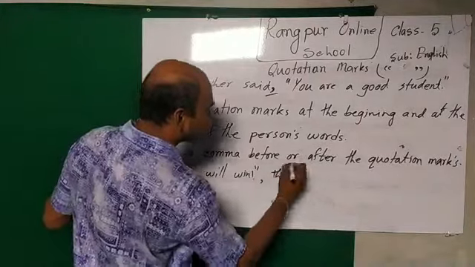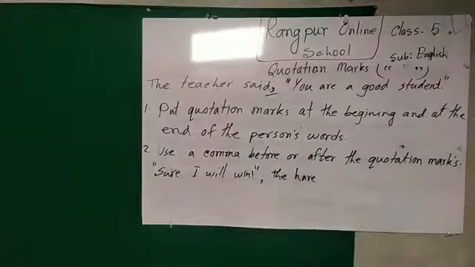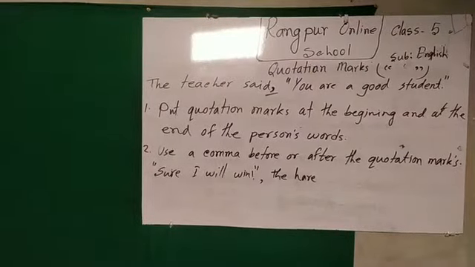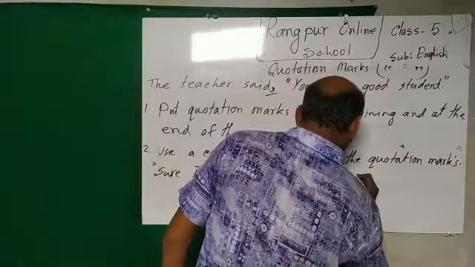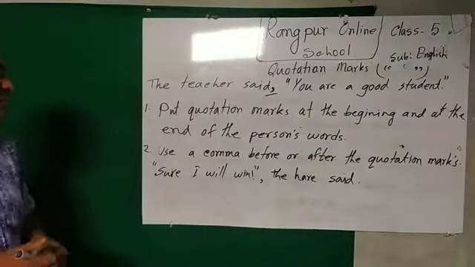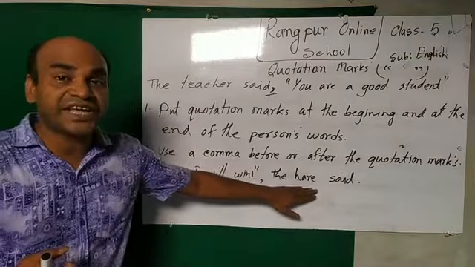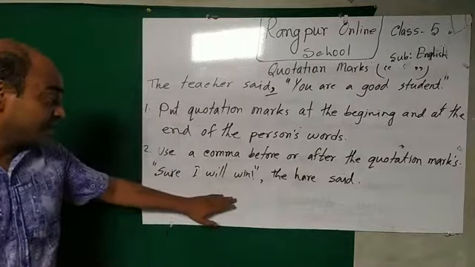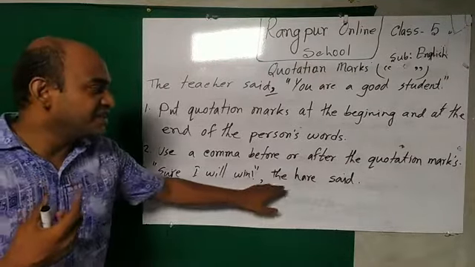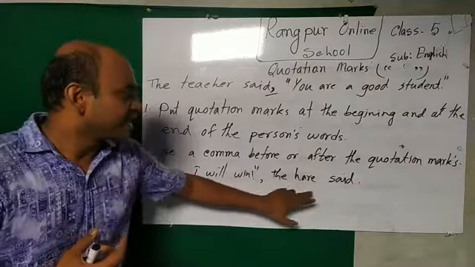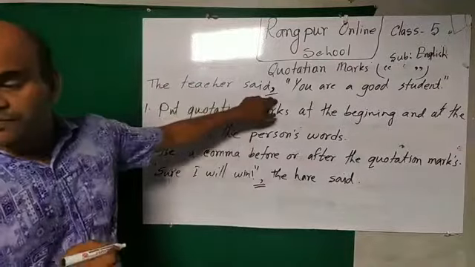The hare said, "Sure, I will win." It is the quote of the hare, the hare's words. First I write the quote, then the person's name: the hare said. I put a comma here after that. It is after, and it can also be before.